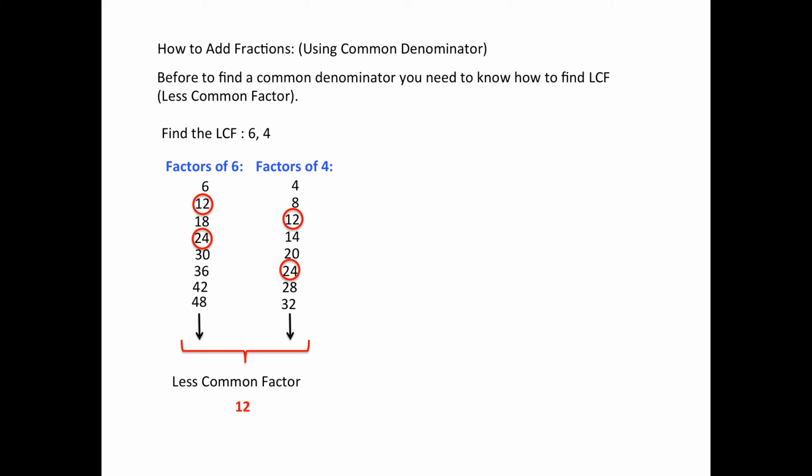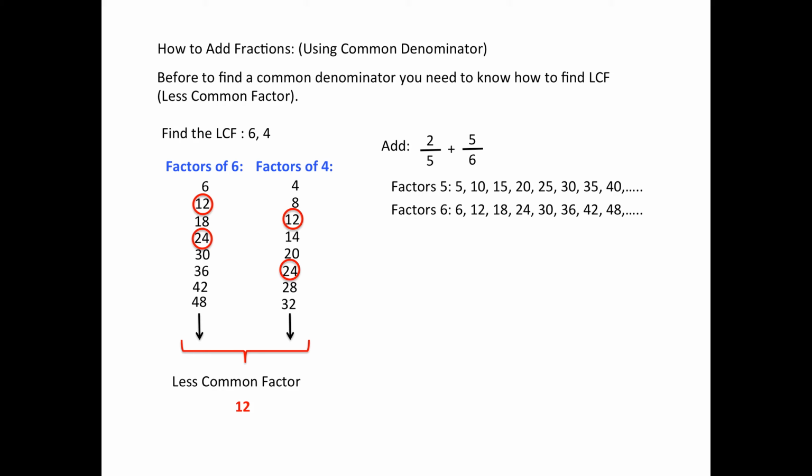You can use this way to add fractions. I want to show you one example. Suppose you need to find the sum of 2 divided by 5 plus 5 divided by 6. In this case, we find the multiples of 5, we find the multiples of 6, and now you find the least common multiple. The least common multiple is 30.